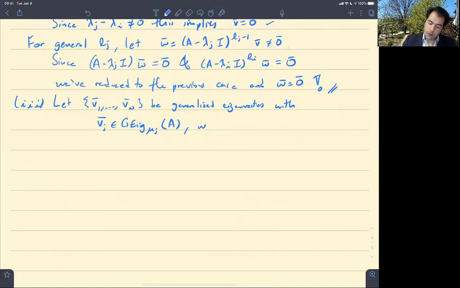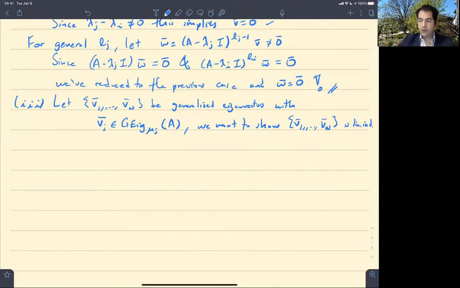We want to show that this set is linearly independent. Okay? So we've already done the case n equal to 2. It's part 2, because if you have 2 vectors and they are linearly dependent, one would be a multiple of the other, right? And so that would mean that each of them was in the intersection of the 2 spaces. But we've just shown that the intersection of the 2 generalized eigenspaces corresponding to distinct eigenvalues is 0, right? So we're done with the case n equal to 2.